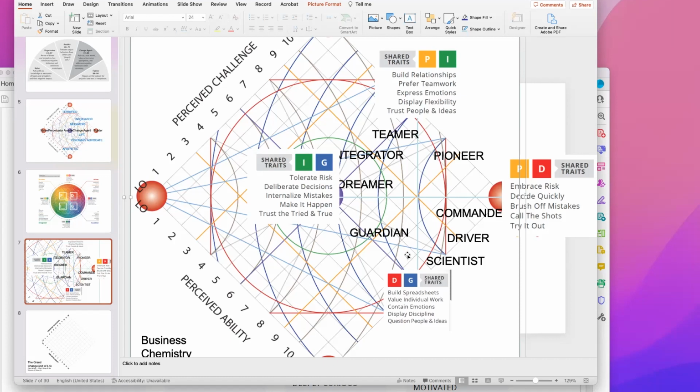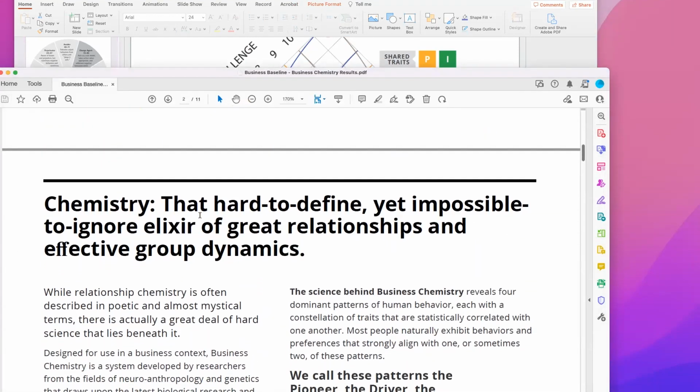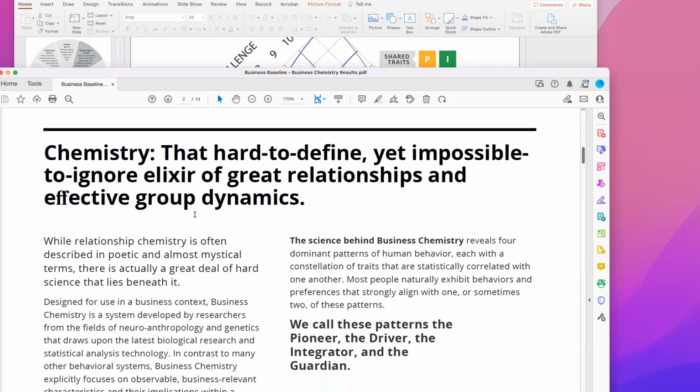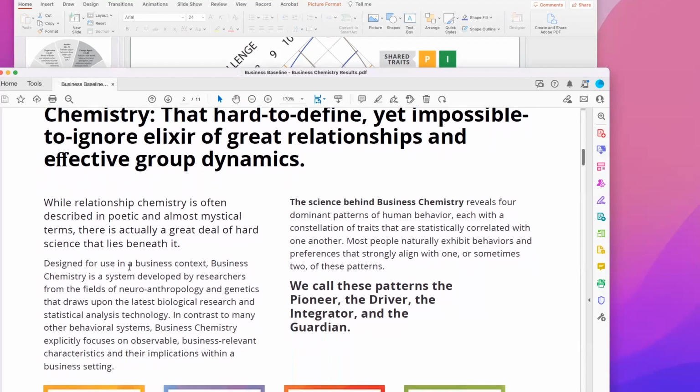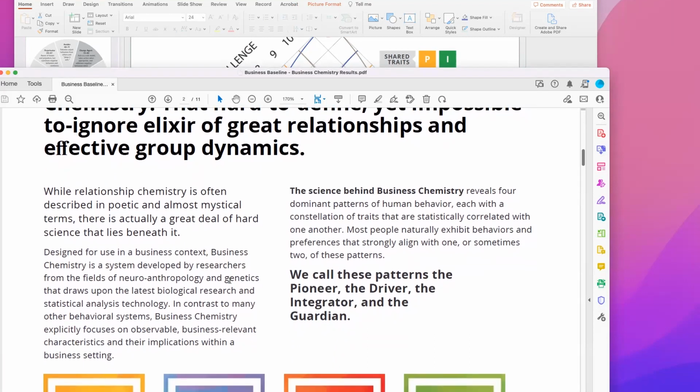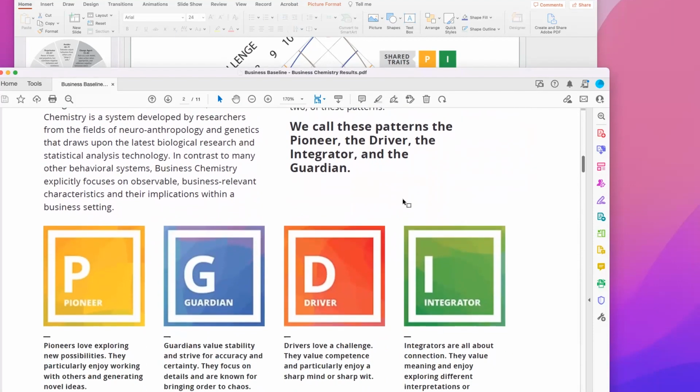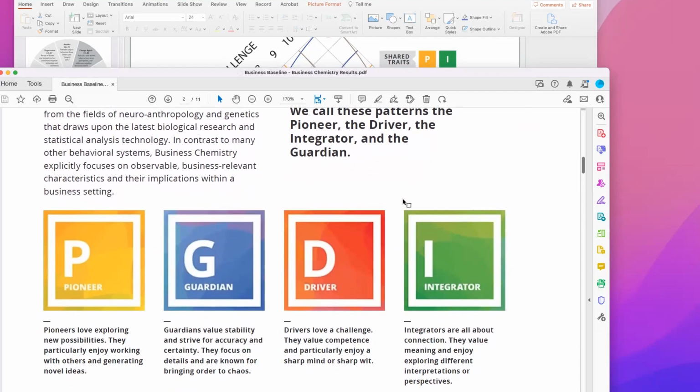Pete, yes. I don't know if you guys already talked about this, but does this model have all the other 3 quadrants? Do they consider it? So far, no. And that's okay, because their model is just about how do I get optimal productivity, team performance. What are they saying here? Effective group dynamics. Business chemistry explicitly focuses on observable business relevant characteristics, on and on. So I think they really are just focusing on the outgrade quadrant. So is that a mistake? No, it's a wonderful thing. It's really, really a wonderful thing.